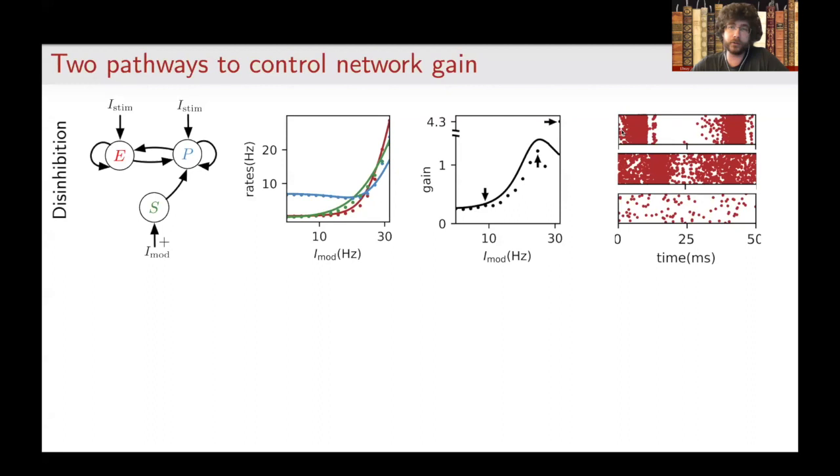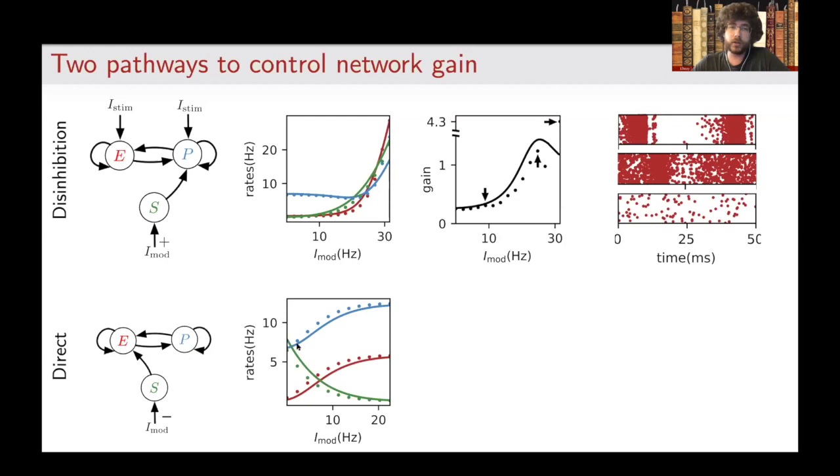Now let's contrast this with a different pathway, which we'll call the direct pathway. SOM cells are now going to directly inhibit excitatory cells. And here the modulatory current is going to hyperpolarize SOM cells, and that's going to lead to a loss of direct inhibition to excitatory cells. So at the end of the day, it starts out in a similar story. SOM cells now are going to decrease their firing rate, but that's still going to lead to an increase in excitatory firing rate, similar to the first case.